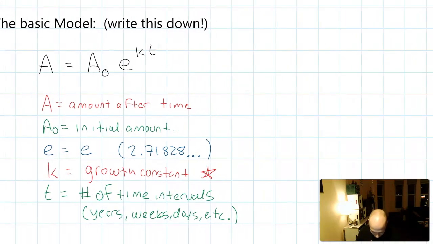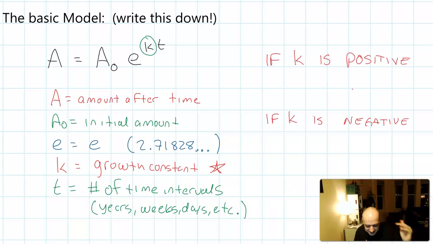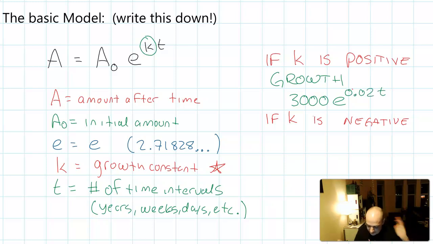So let's talk more about this k, or growth constant. Because the k is really the one new weird thing, and it actually has the greatest effect on the shape of the graph. If that k value in a model is positive, then you are looking at an exponential growth model. An example might be 3000 e to the 0.02t. That's an example of a model that looks like exponential growth.